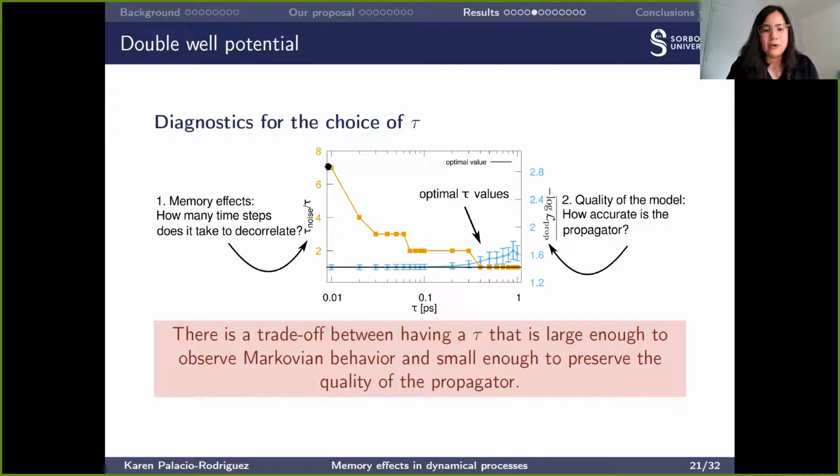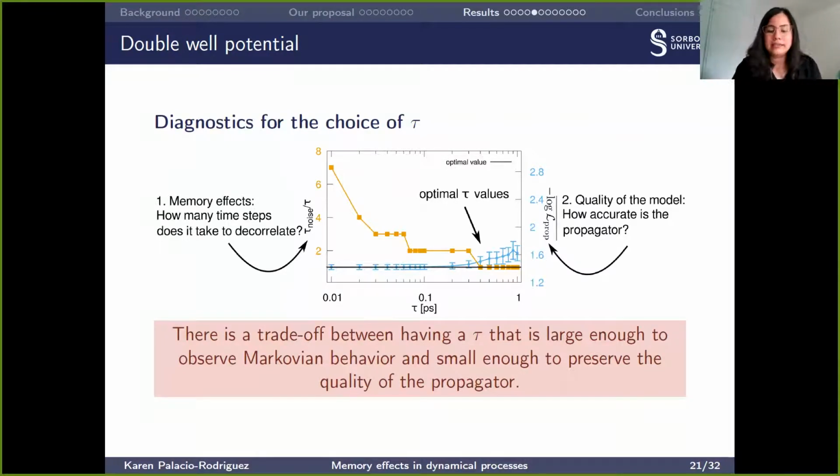So the orange line tells you that if you go to the right, you will have more Markovian behavior because you decorrelate faster. But at the same time, the blue line tells you that if you go to the right, you will also lose accuracy in your propagator. So you need a compromise between the Markovian behavior and the accuracy of the propagator. And this compromise is found where the two lines overlap. So in this case, if this is true, we have a diagnostic that allows us to say where we can trust the model that we are generating.